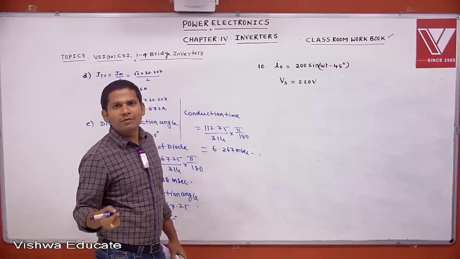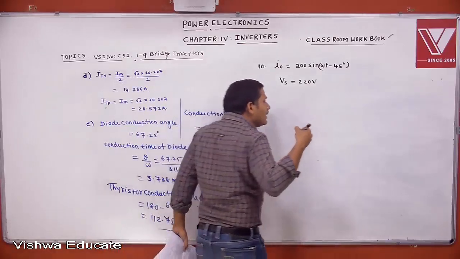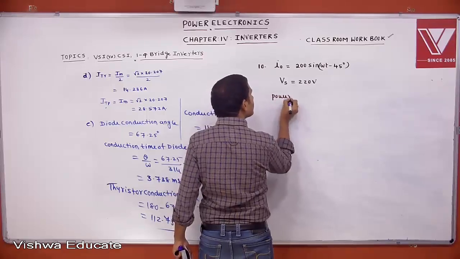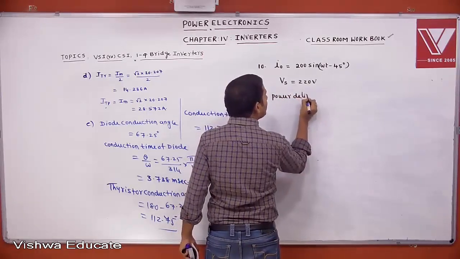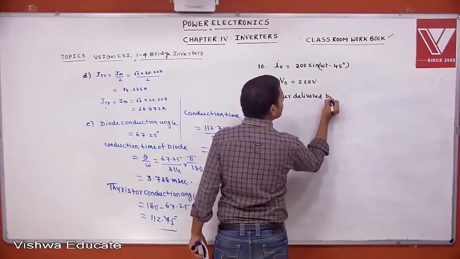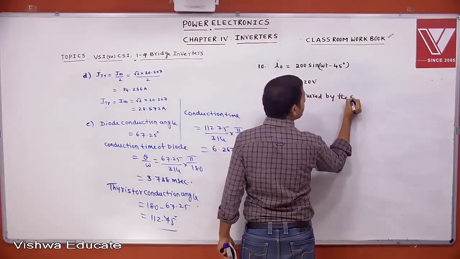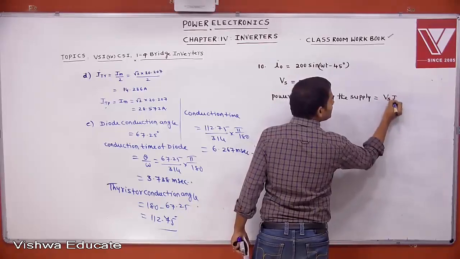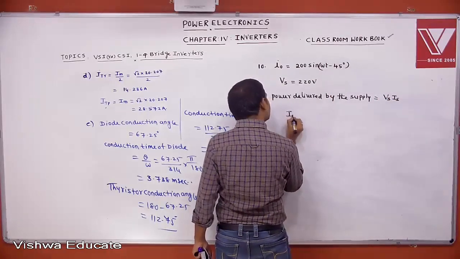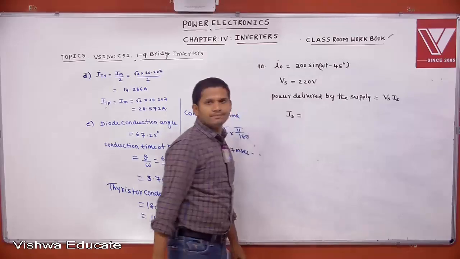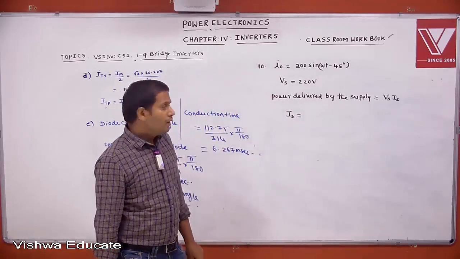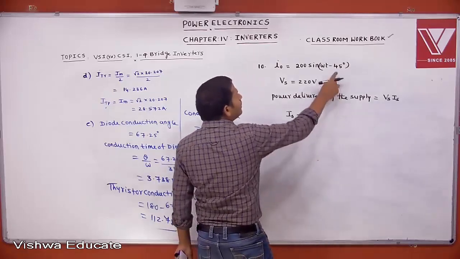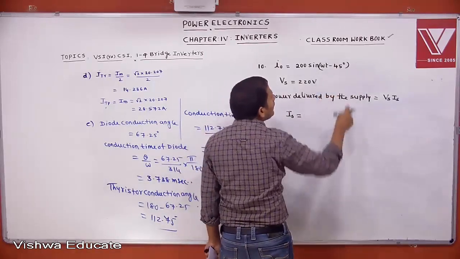Power drawn from the supply means power delivered by the supply. That is Vs into Is. Then you want to calculate Is, the average source current. How much angle are the diodes conducting? 45 degrees.